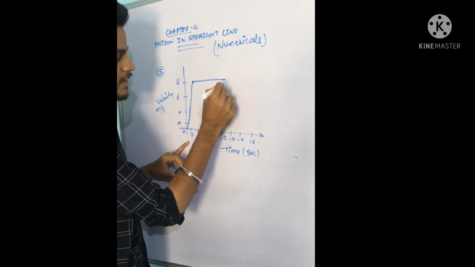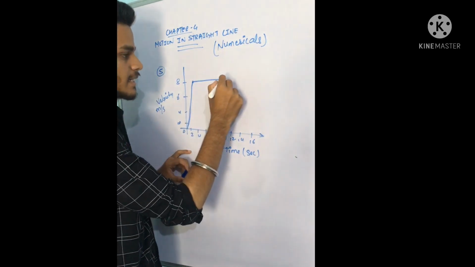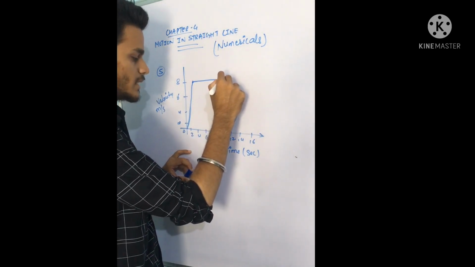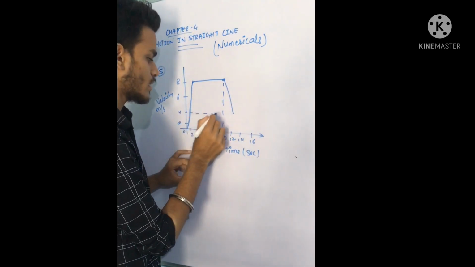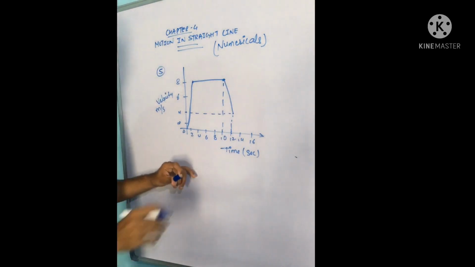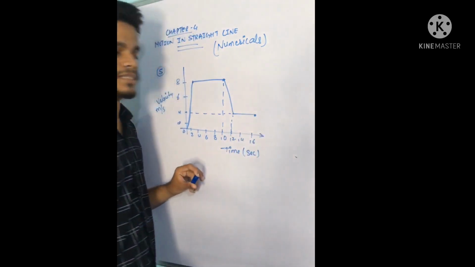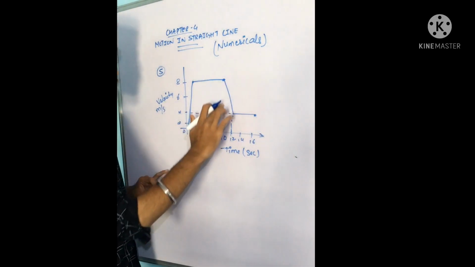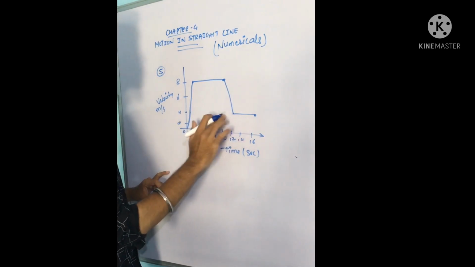Up to 10 seconds, the velocity of the object remains the same. And after 10 seconds, the velocity of the object reduces and it goes to 4. Up to 12, it goes to 4. And after 12 seconds, the velocity again remains constant up to 16. This is the graph which we have drawn, given in your book.